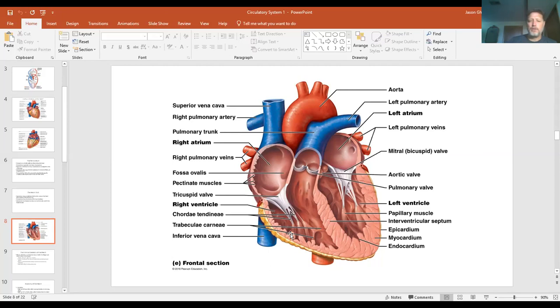You should familiarize yourselves with the major blood vessels. Again, the superior and inferior vena cava, the pulmonary trunk, the pulmonary arteries going to the heart, the aorta, the pulmonary veins coming back to the heart.